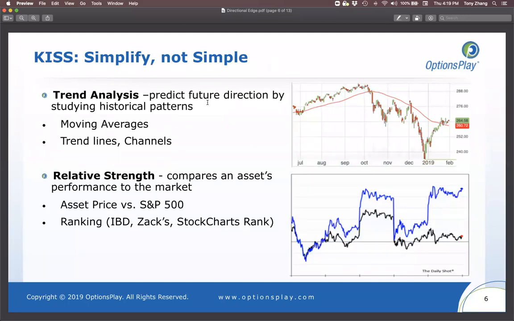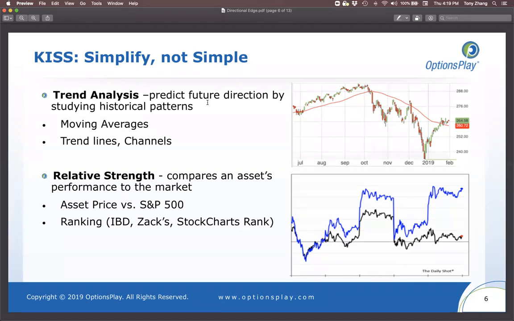So what we use here at OptionsPlay are two primary things that we think are very important to gain that directional view or gain that directional edge. That's our trend analysis and our relative strength indicators. Trend analysis is very simple. It's simply trying to look at historical patterns and trying to predict the future based on those historical patterns.